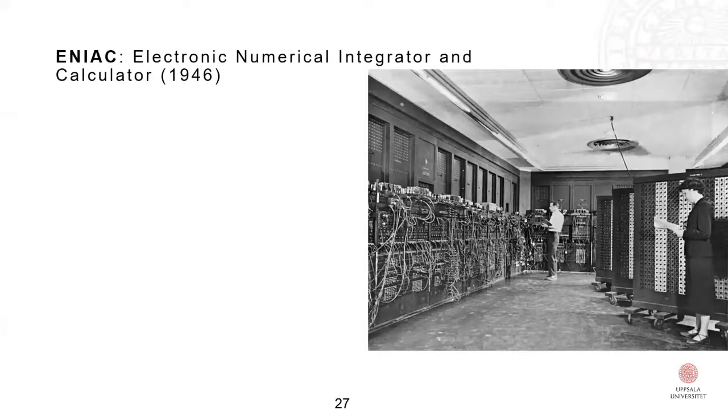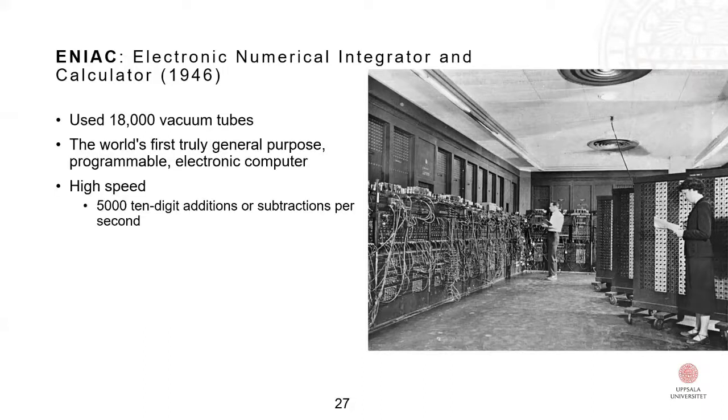The next very famous computer was called ENIAC, which stands for Electronic Numerical Integrator and Calculator, which was invented 3 years later on. And it used even more vacuum tubes. It had 18,000 vacuum tubes, and it was the first truly general purpose programmable electronic computer. So the previous computer was used for decrypting messages and so on, but this one was general purpose.